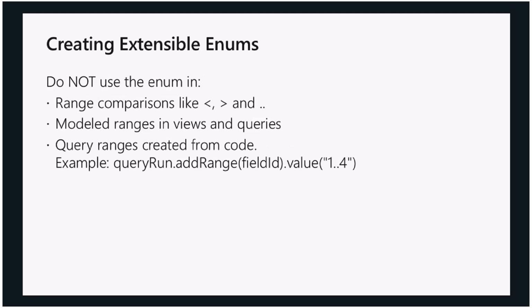So here are the guidelines for creating an extensible Enum from the product team. This is closely related to the previous slide. Basically, you cannot use the values in any sort of comparison or range. This is why some Enums in the core product cannot be currently switched to an extensible Enum, because they make use of these comparisons heavily, such as the status issue or status receipt in the inventory area.